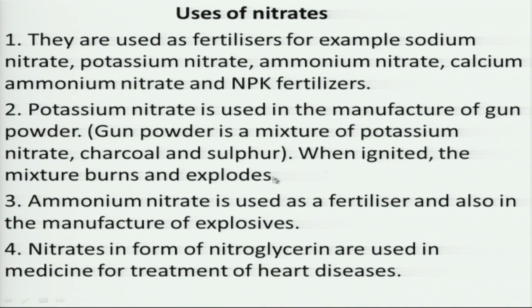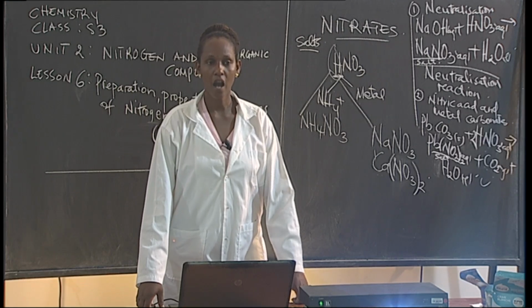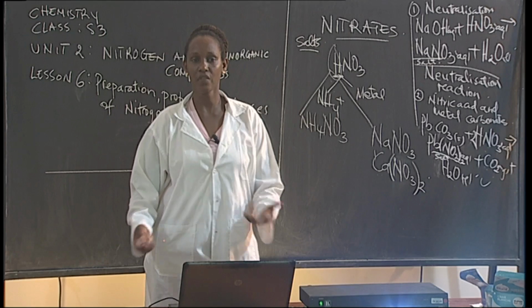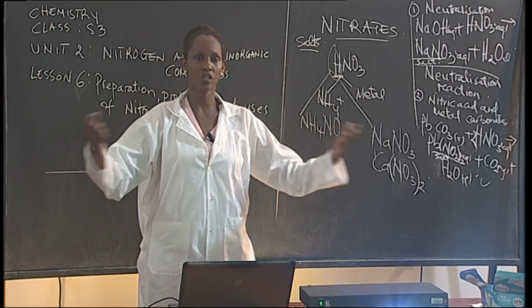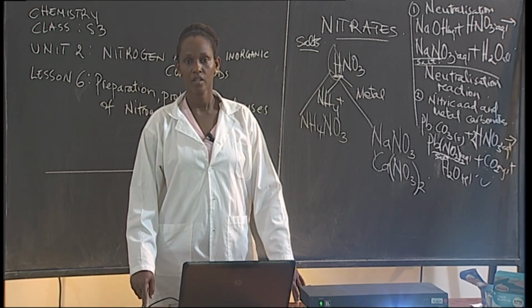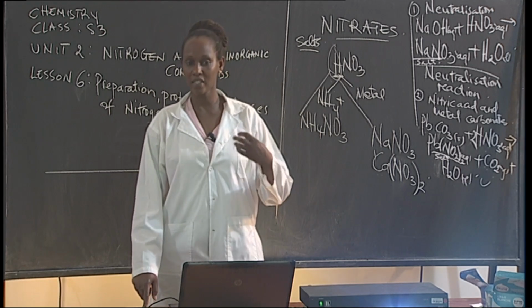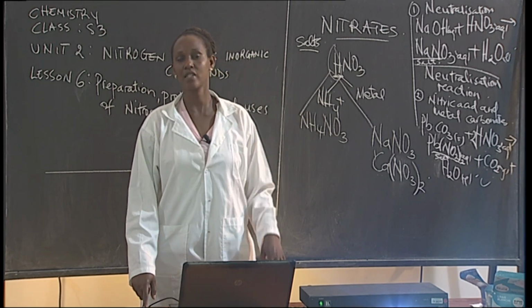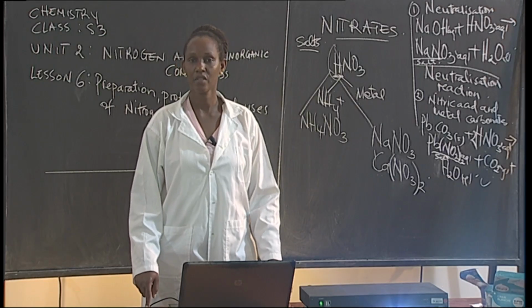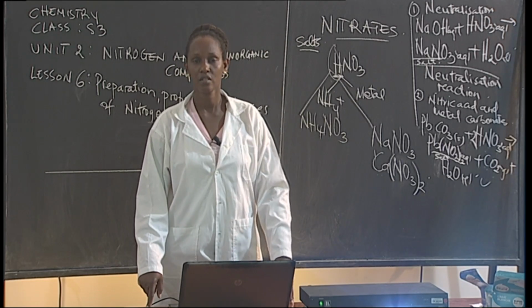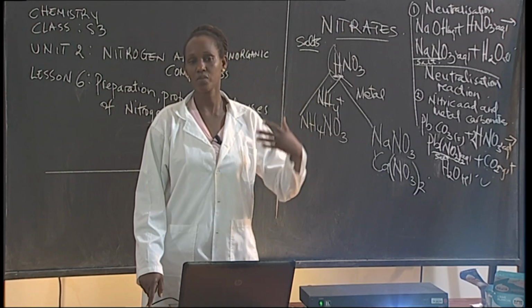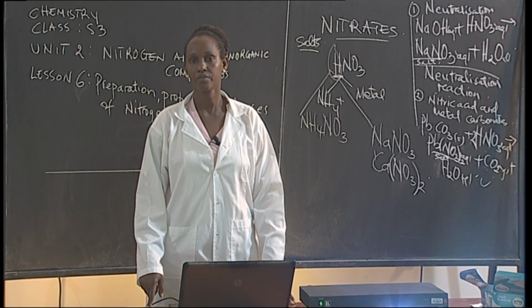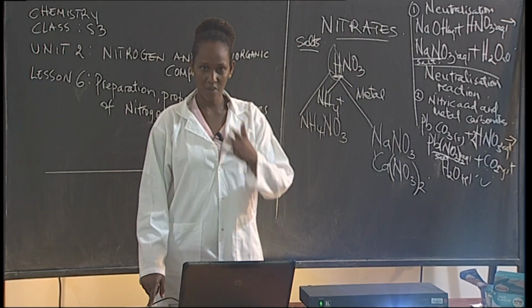Gunpowder is a mixture of potassium nitrate, charcoal, and sulfur. When ignited, the mixture burns and explodes. Ammonium nitrate is also used as a fertilizer and in the manufacture of explosives. Nitrates in the form of nitroglycerin are used in medicine for the treatment of heart diseases. So you see, nitrate is very important. All right? Are we together?